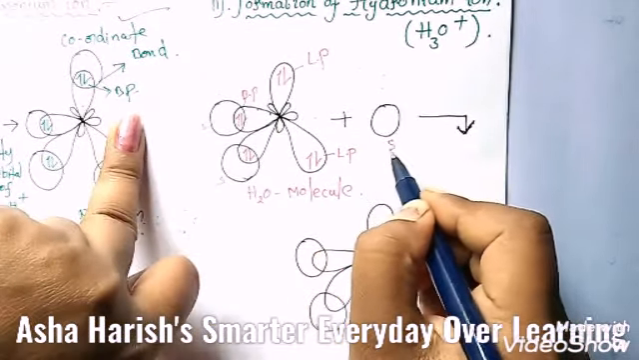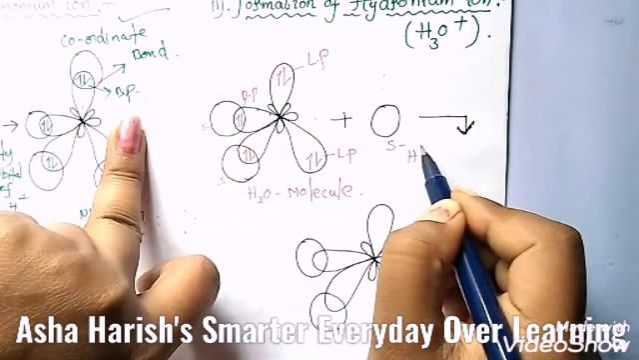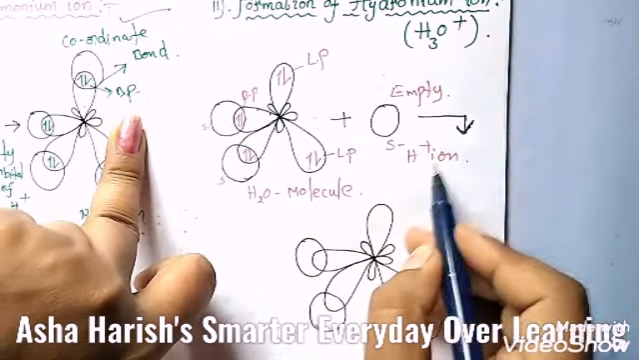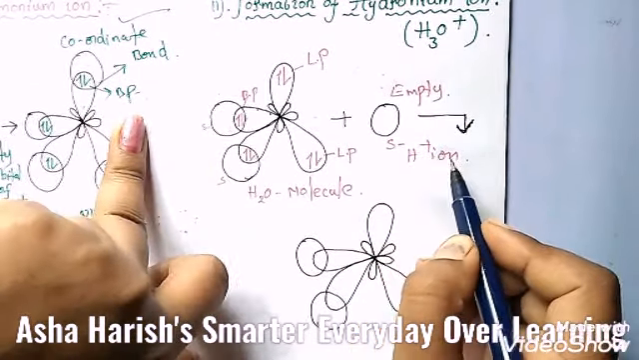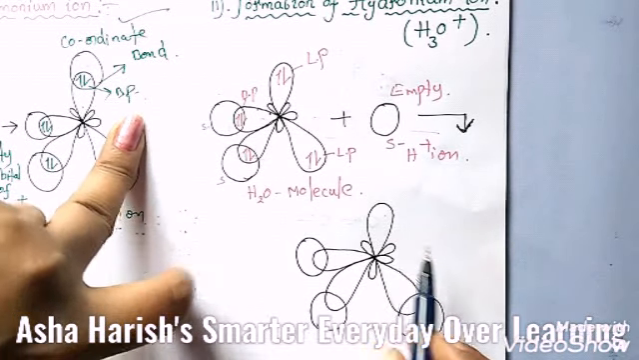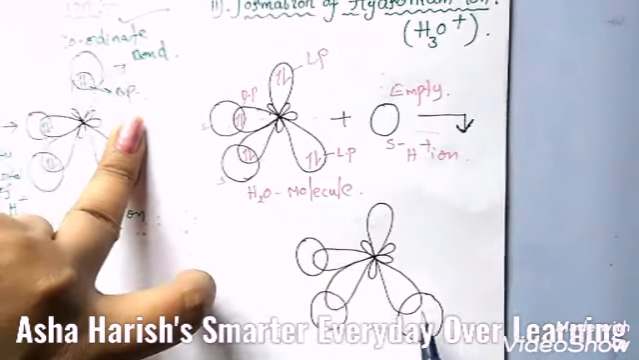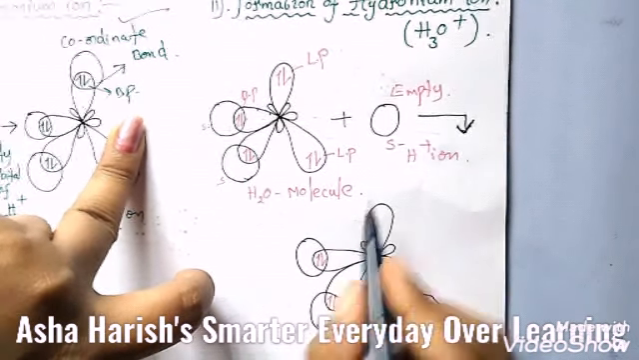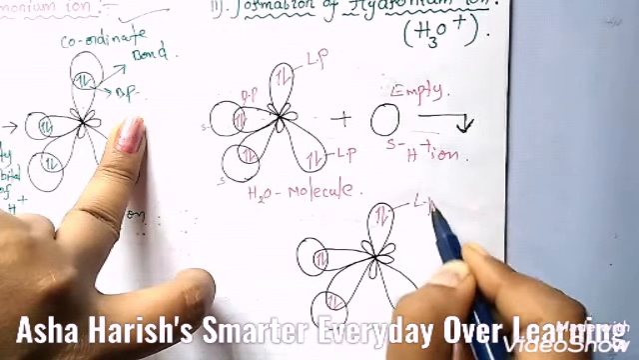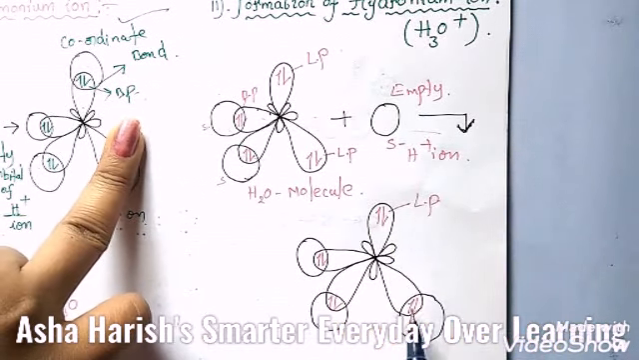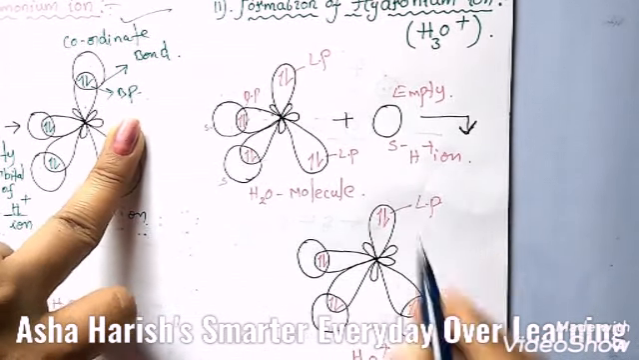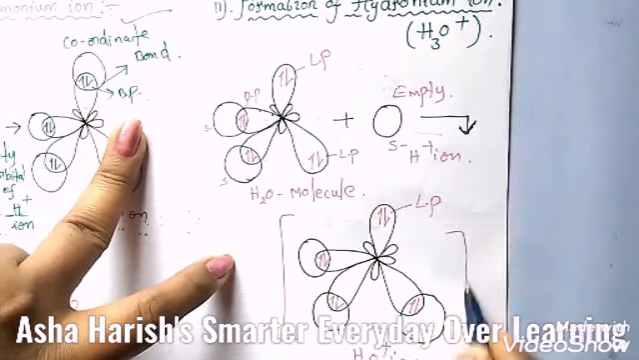Here we have another s orbital, which belongs to the H plus ion. We can call it the empty s orbital of the H plus ion. By overlapping these two, the coordinate bond has been formed. Here the s orbital overlaps with the pair of electrons, and here again a lone pair of electrons is left over. This is the H3O plus ion.